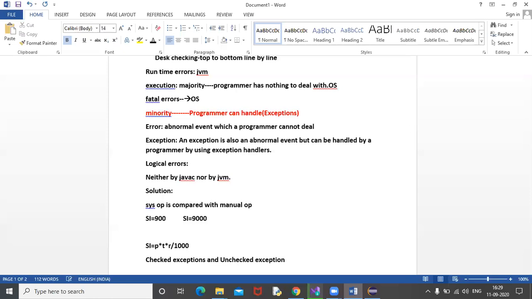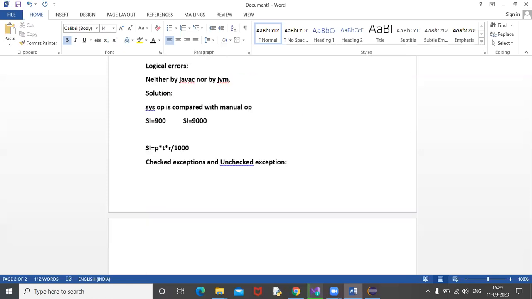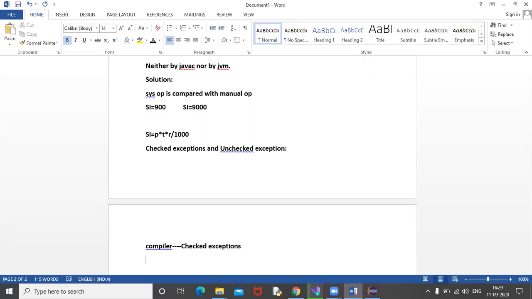Unchecked exception. So the exceptions which are detected by the compiler are called checked exceptions. That's it. And those which are not detected by the compiler are known as unchecked exceptions.